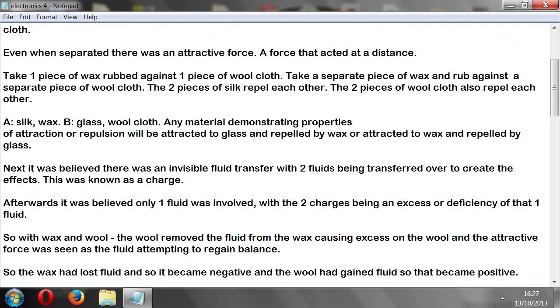So if we go to wax and wool, wax and wool seems to pop up a lot. It seems to be quite a common thing, and I suppose they're quite common items as well. So you might not have much silk around, I suppose. But anyway, so wax and wool. The wool removed the fluid from the wax, causing excess on the wool, and the attractive force seen as the fluid attempted to regain balance.